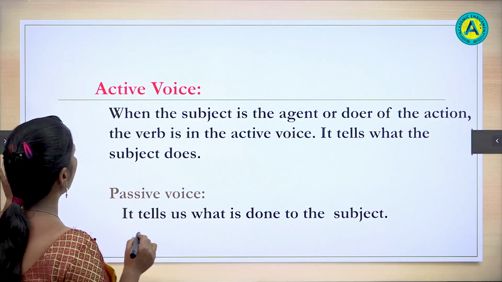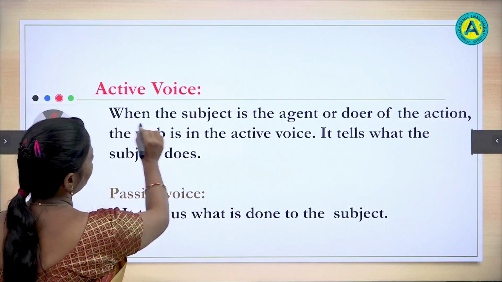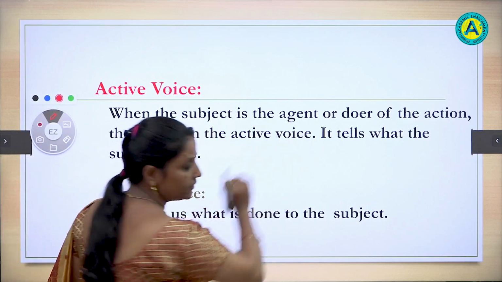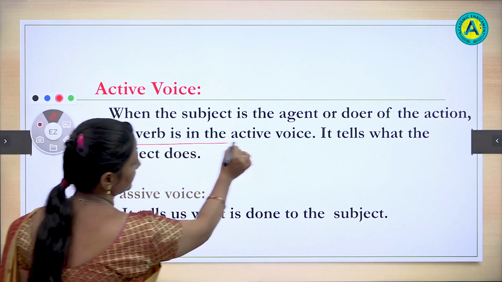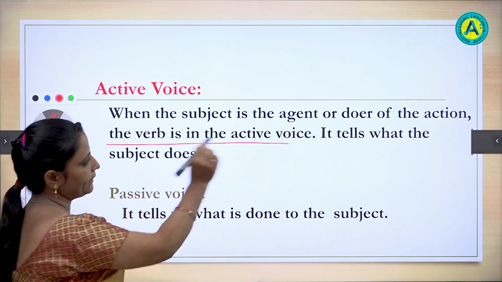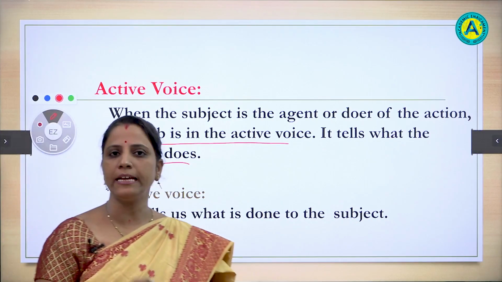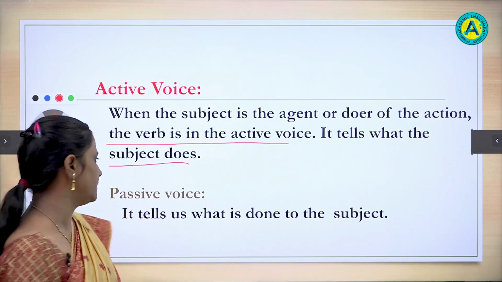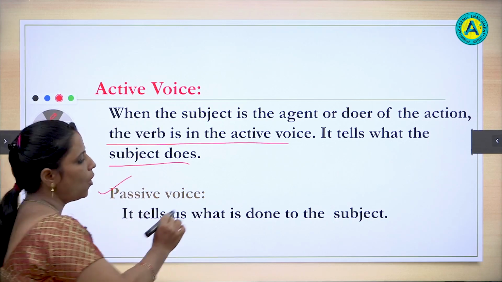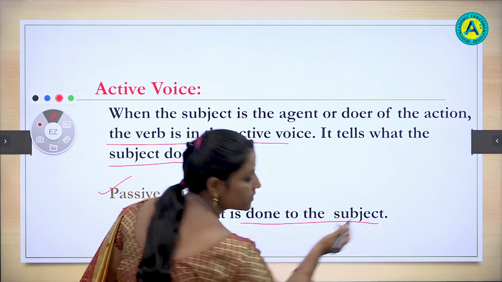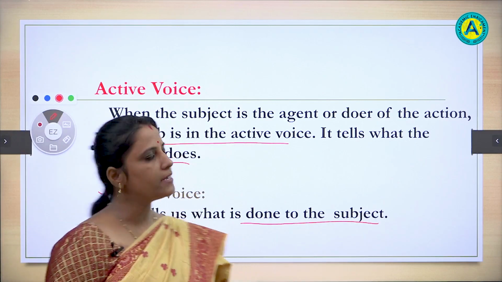Then next, what do you mean by active voice? When the subject is the agent or doer of the action, the verb is in the active voice. It tells what the subject does. Here, the subject has importance in the sentence. Then what do you mean by passive voice? It tells us what is done to the subject. Here the object has importance in the sentence.